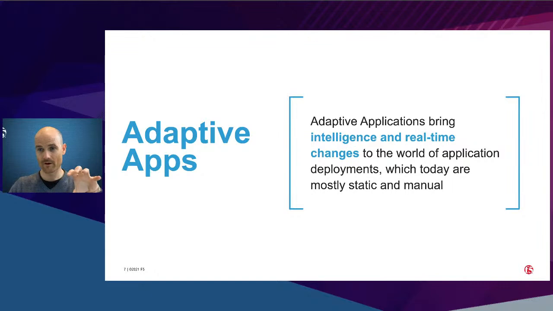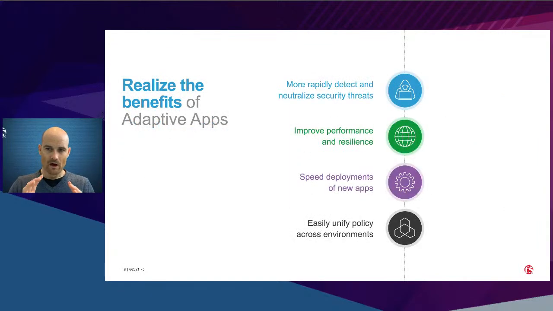This is adaptive applications. Our vision, the F5 vision, is to enable four things: first, more rapidly detect and neutralize security threats. The second one is to improve application performance and resilience.